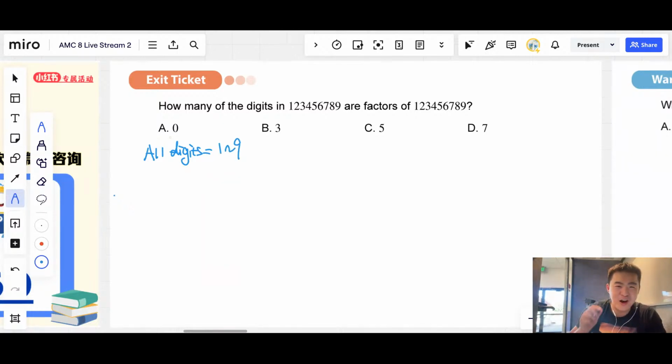So now obviously we can eliminate one of the options. Option A says 0. So from 1 to 9, at least 1 must be a factor of the number. 1 is a factor of any whole positive number. Okay, so we can actually eliminate A already. The second thing we want to do is to observe the number. 1, 2, 3, 4, 5, 6, 7, 8, 9. What is the number that appears on the last digit? Okay, it's 9, right? So 9 is an odd number.